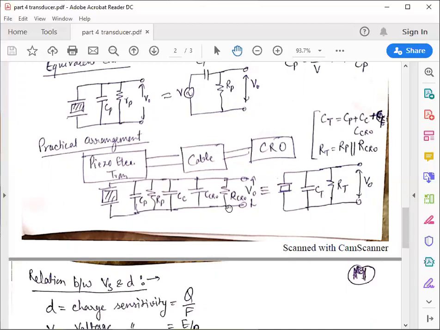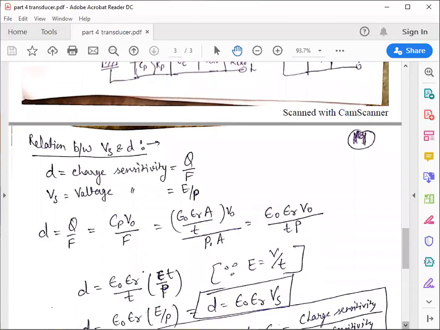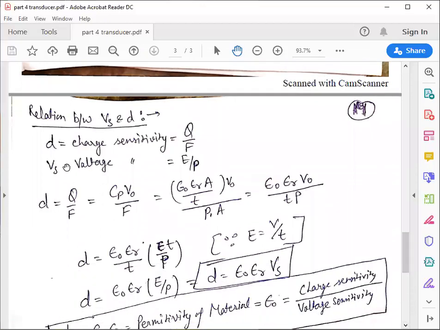So its equivalent circuit is converted, with all these parallel resistances into RT and all these parallel capacitances into CT. Here CT is the sum of Cp plus Cc and C CRO, which is written here, and RT is equivalent to Rp parallel R CRO. Now the relation between voltage sensitivity and charge sensitivity.